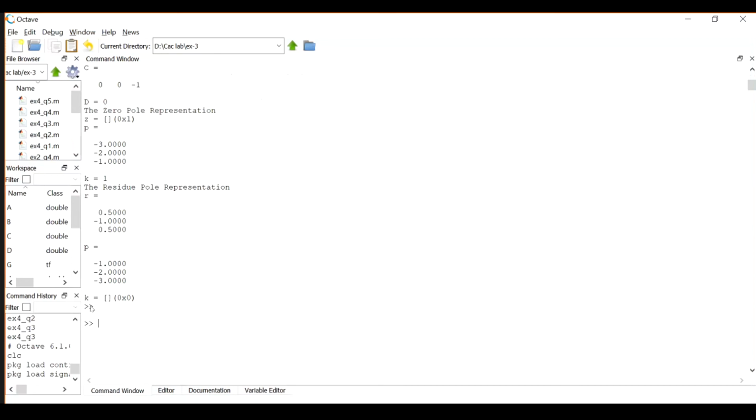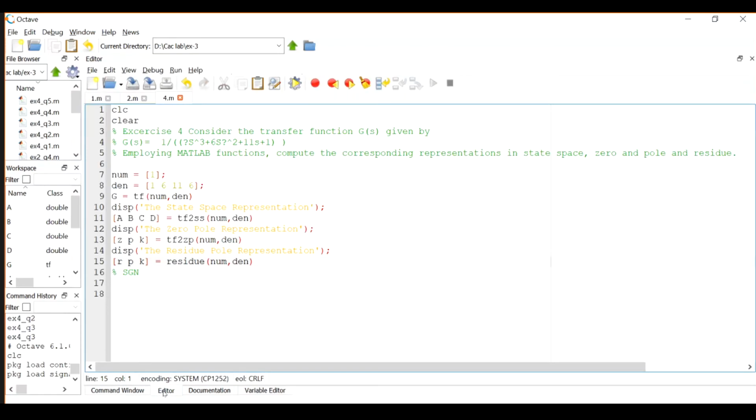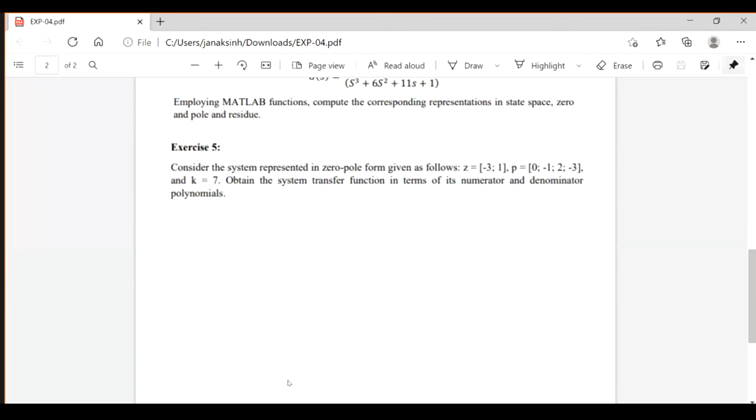So now we move to question number 5. This is the last question. Here we want to find the transfer function in terms of numerator and denominator polynomials, and we are given the zeros and poles. That is, we are given the zeros as -3, 1, and the poles as 0, -1, 2, -3.